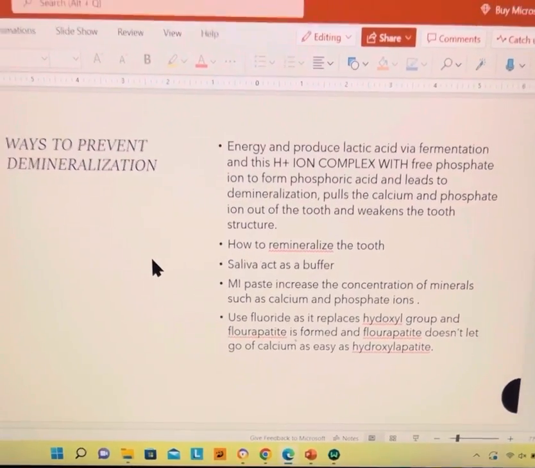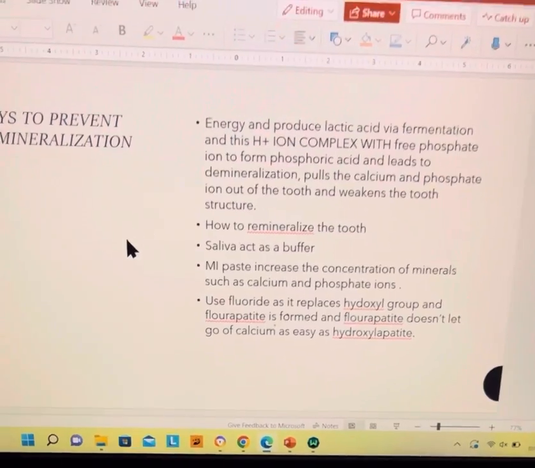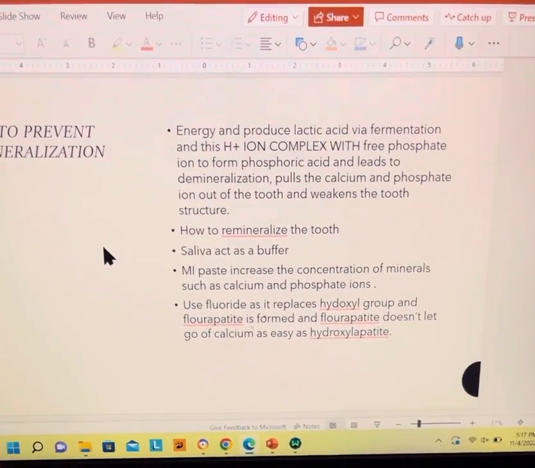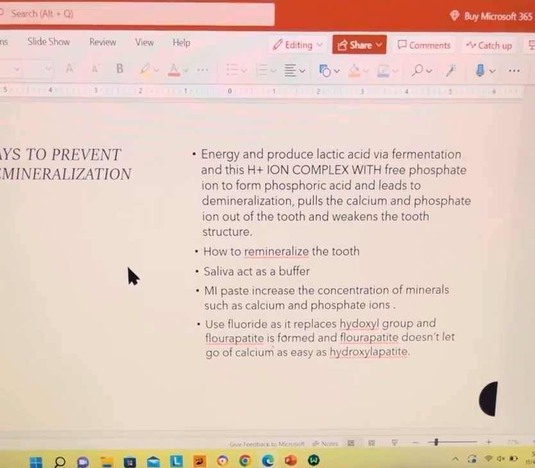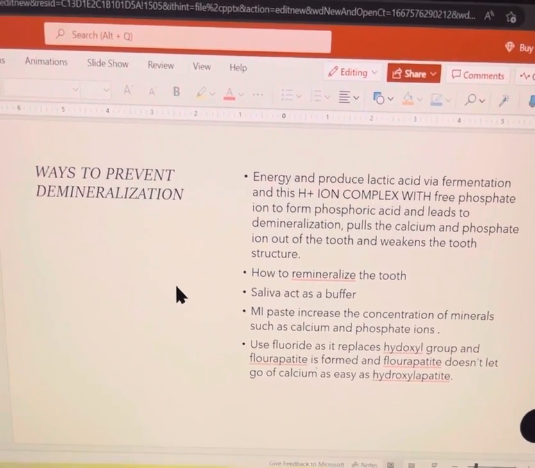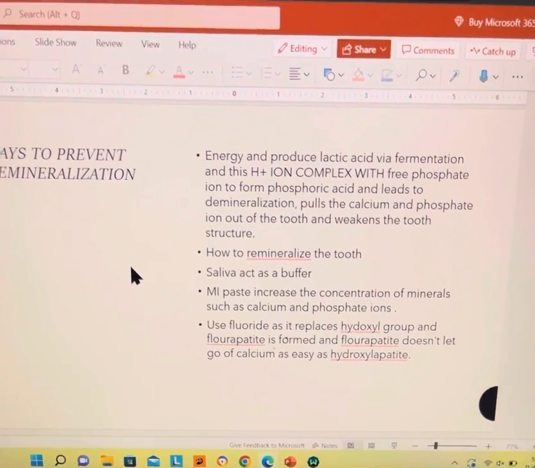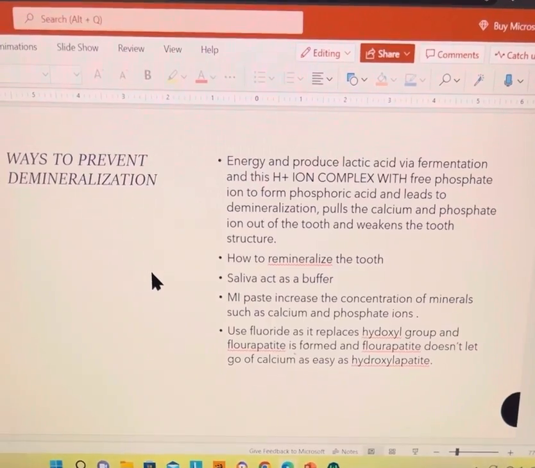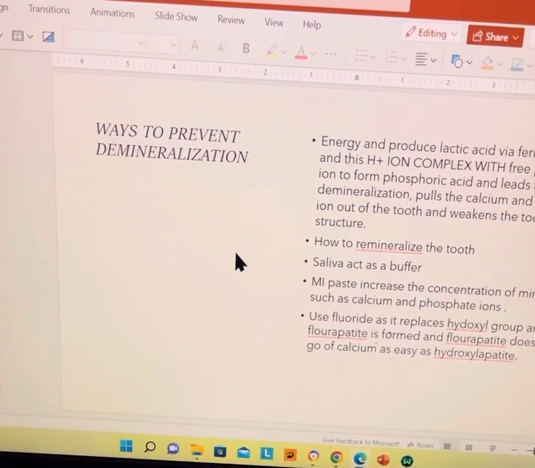Now, demineralization has occurred. How can you remineralize the tooth structure? Saliva, we already talked about it; saliva acts as a buffer. Next is MI paste. You can apply MI paste, which increases the concentration of minerals such as calcium and phosphate. The third thing is fluoride. Fluoride replaces the hydroxyl group, and then fluorapatite is formed. Fluorapatite does not let go of the calcium as easily as hydroxyapatite.